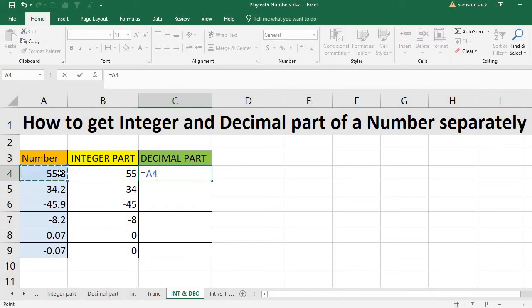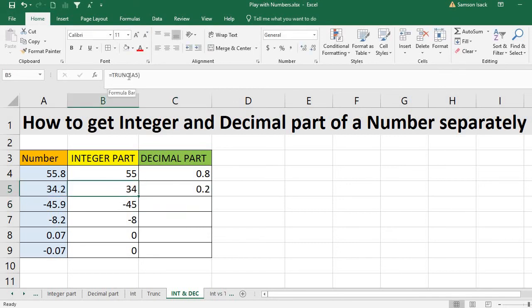We have the number minus the integer part of the number, which is already done here, or I will do it here again. Trunc of the same number will give you the integer part of the number, in this case 55. If you remove the 55, automatically only the decimal part you will get. Similarly for this one, it is the number minus the integer part of the number, and the integer part of the number is nothing but trunc of that number. Use the function this way and you will get the decimal part of the number.